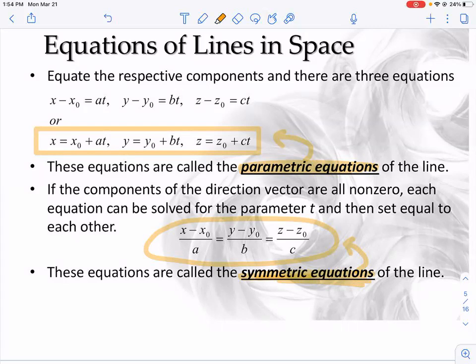Now, let's talk about that x naught, y naught, z naught. That's a point that's actually on your line. And then the a, b, c, that's the parallel vector. So if you know a vector, your direction vector, and you know a point on your line, we can set either one of these sets of equations up.